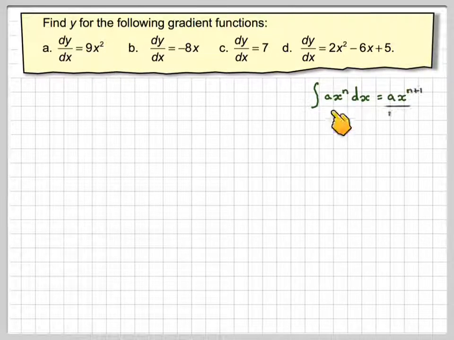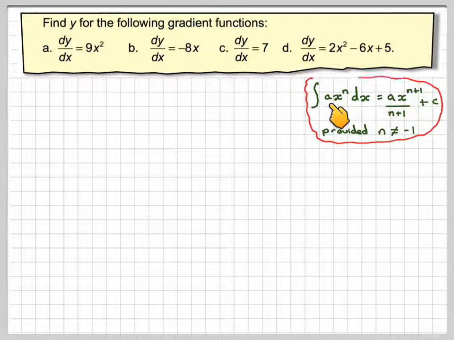So we know from our first video that the integral of ax to the n dx is equal to ax to the n plus 1 over n plus 1 plus c, provided n is not equal to minus 1. That's a special case which can be looked at later.